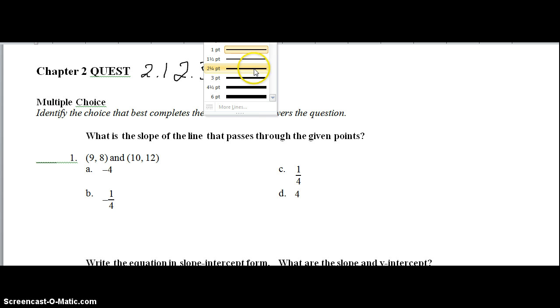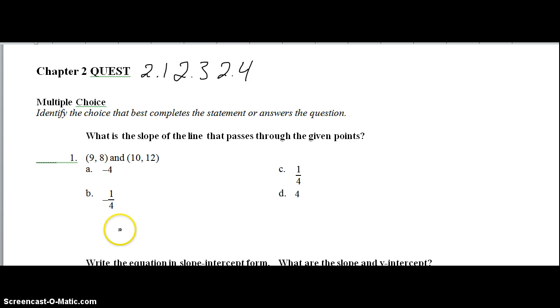And let's get a little bit better pen here. There we go. So our first question is going to be, what is the slope of the line that passes through the given points? Well, anytime you're given 2 points, find the slope. And this is exactly what they're asking. So I'm going to have 12 minus 8 over 10 minus 9. Whoops. Eraser here. 10 minus 9. And that's going to be 4 over 1. And that's going to be D.